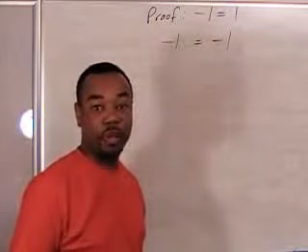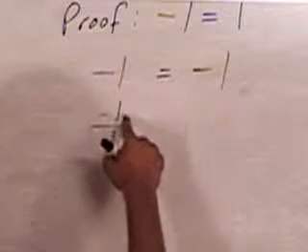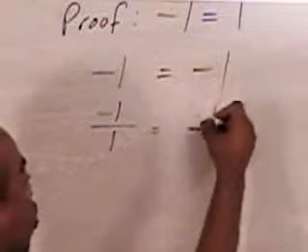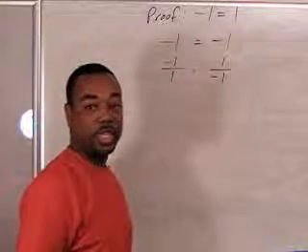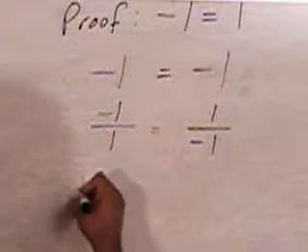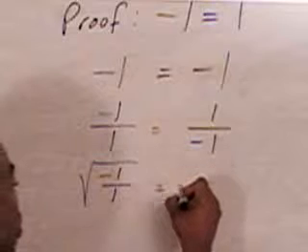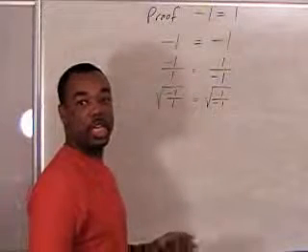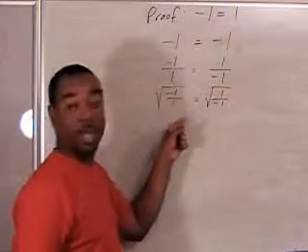I'm going to make this into a fraction. Negative 1 is the same thing as negative 1 divided by 1, and negative 1 is also the same thing as 1 divided by negative 1. Next, I'm going to take the square root of both sides. Next, I'm going to take the square root of just the numerator and the denominator.